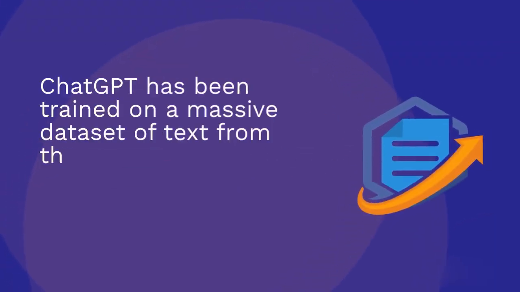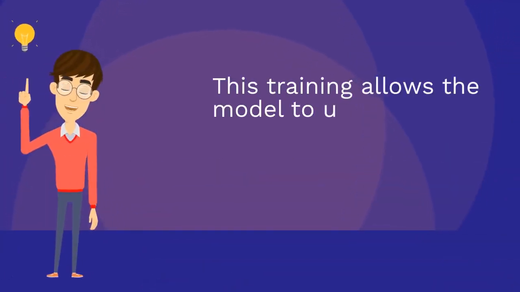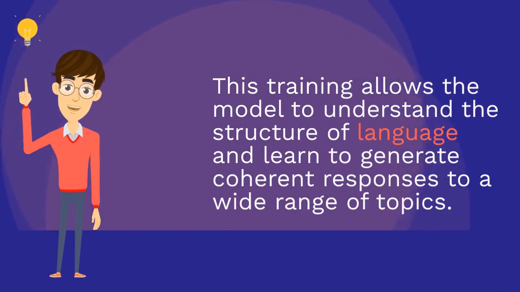ChatGPT has been trained on a massive dataset of text from the internet, including books, articles, and websites. This training allows the model to understand the structure of language and learn to generate coherent responses to a wide range of topics.